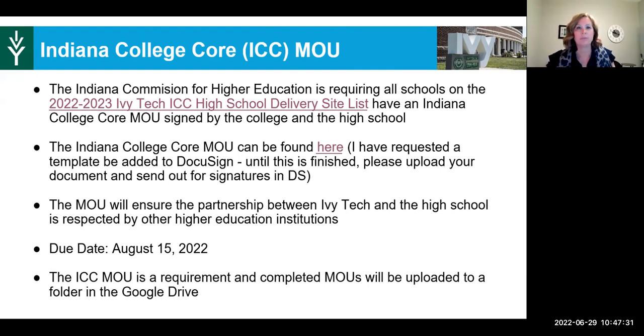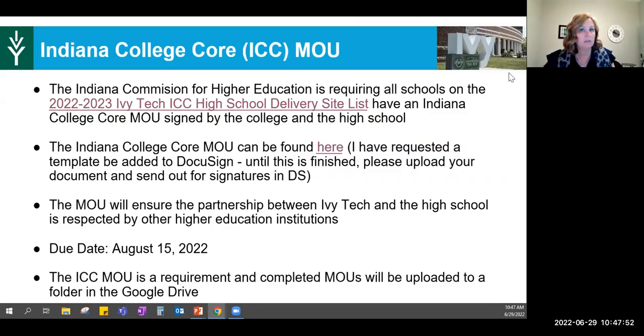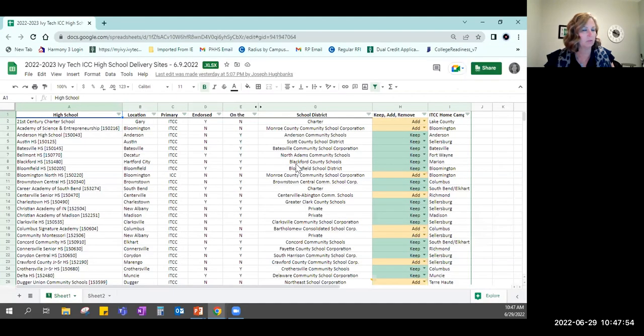So I just want to review for everyone else who's on the call. The Indiana Commission for Higher Education is now going to require that we have an ICC MOU signed by all of the delivery sites. So I have the link here. It goes to, let me pull over my screen. Everybody see that Google Sheet?